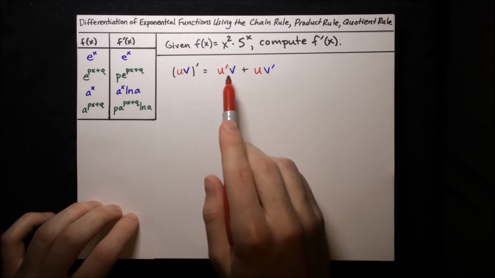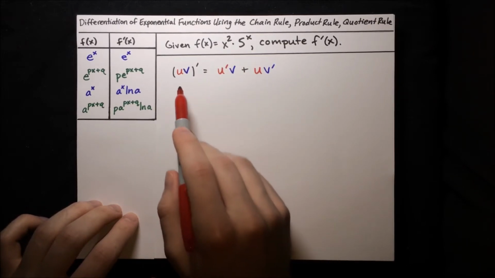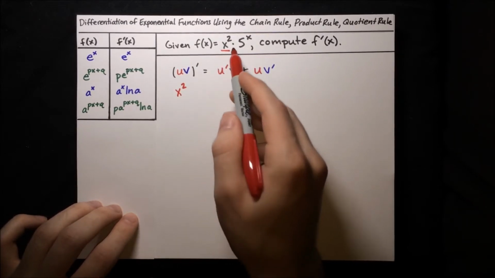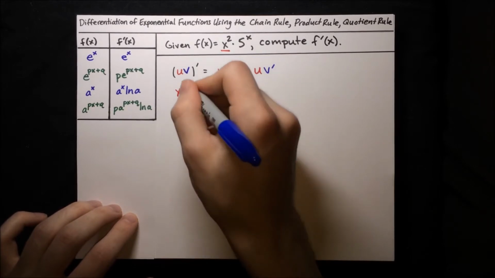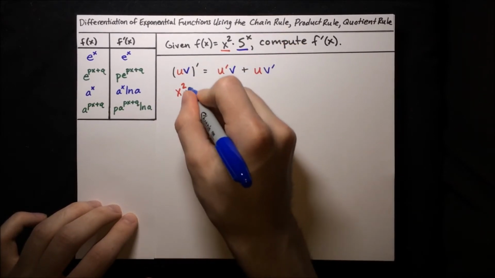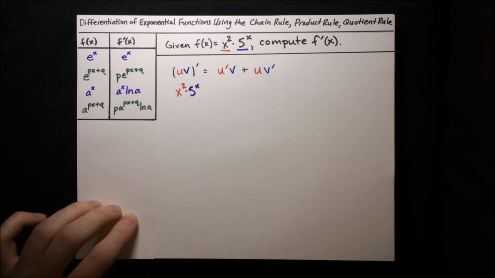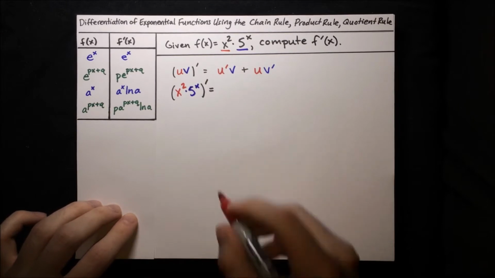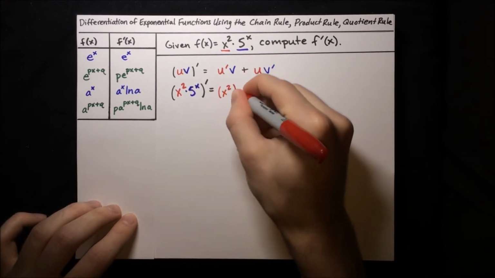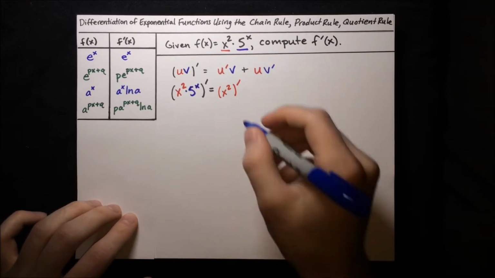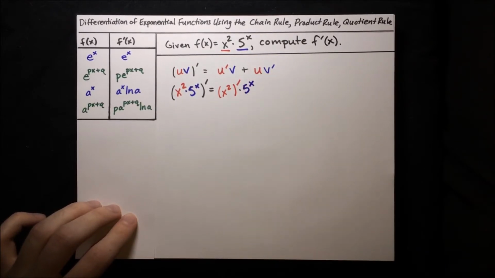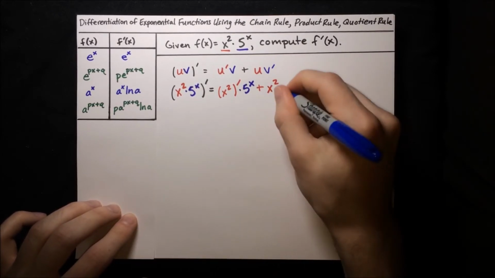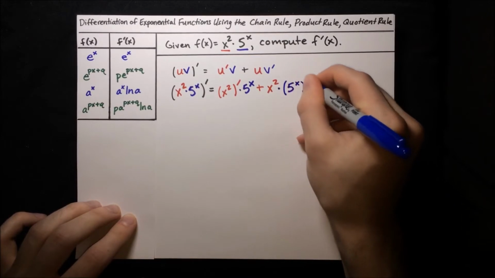This is a product, so we're going to use the product rule here. And we'll take u to be x squared, and then v will be 5 to the x. So v is 5 to the x. And let's just run that through our product rule and go ahead and compute. So that'll be u prime, so x squared prime, times v, which is just 5 to the x, and then plus u, x squared, times v prime, so times the derivative of 5 to the x.